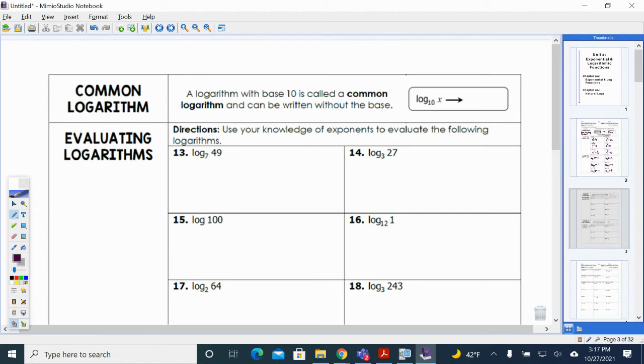Common log. A logarithm with a base 10 is called a common logarithm, and can be written without the base. So log base 10 of x is normally just written log of x. So this is another one of those things that is understood. When there is no base, it's an understood 10.